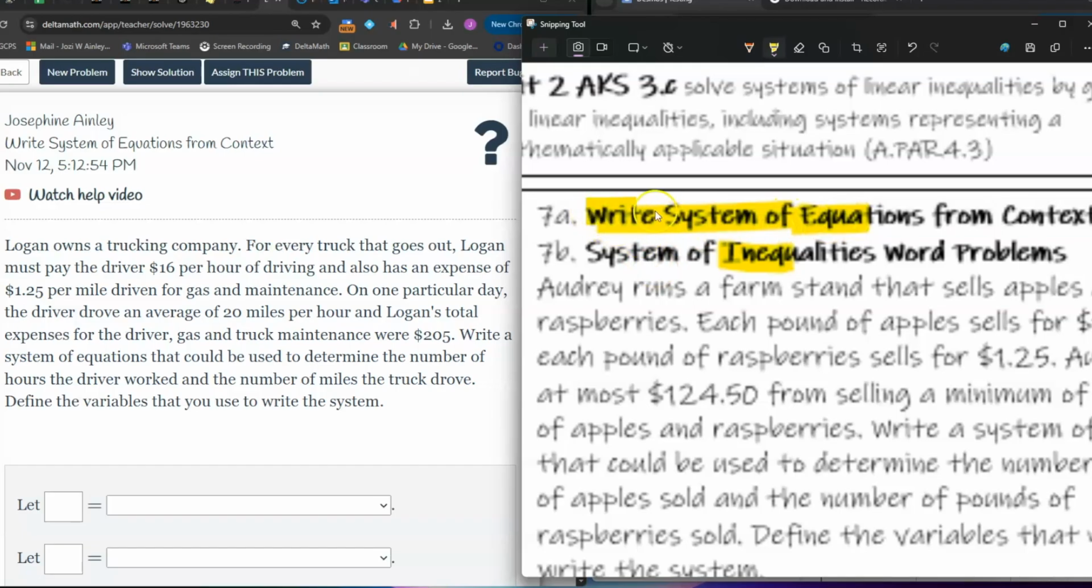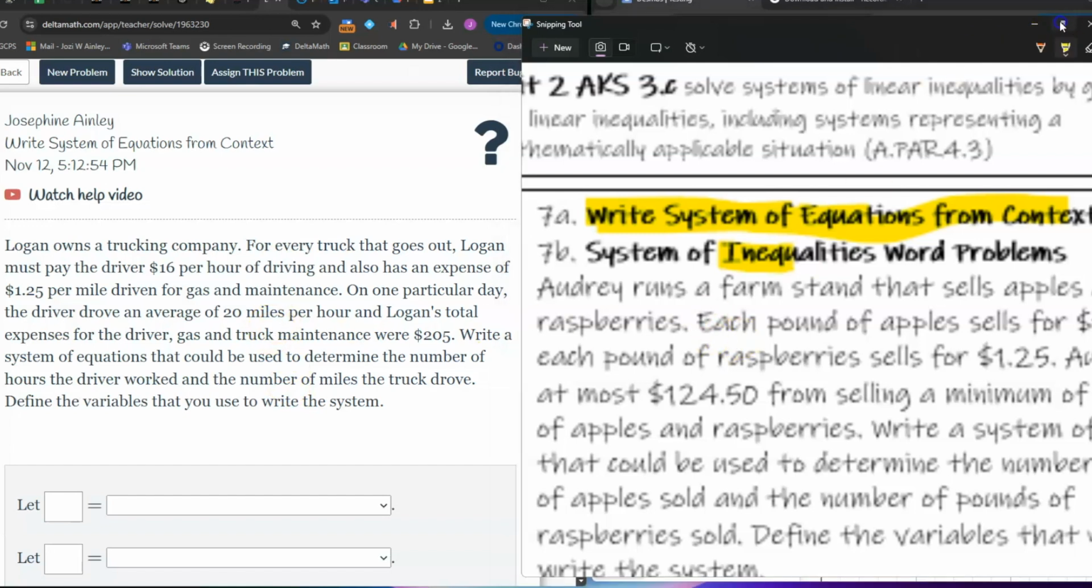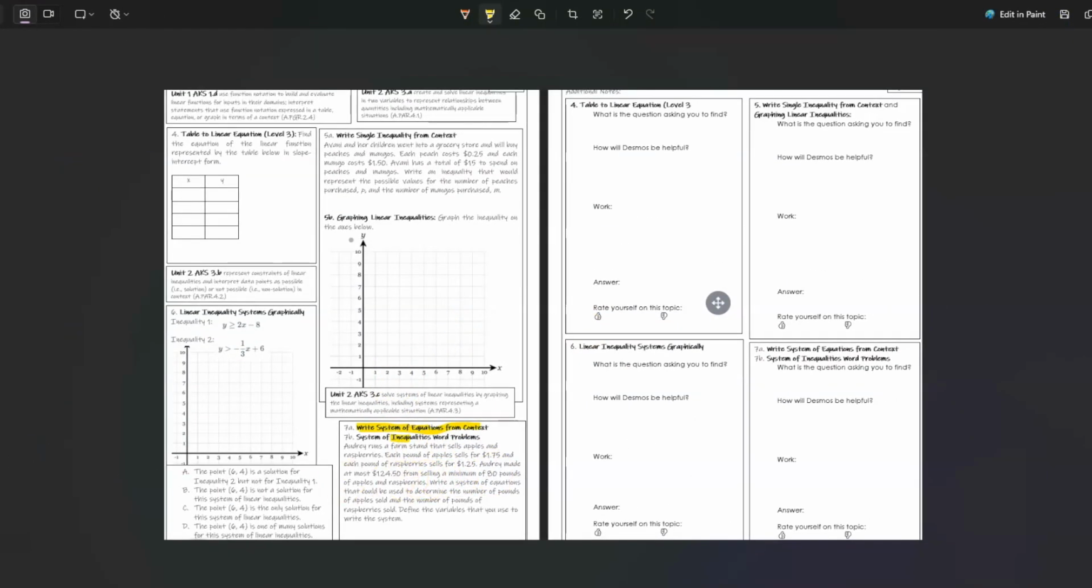So the first one we're going to do is write systems of equations from context. So please pull that up. Remember, this one should have equal signs. Now, there are 3 different questions that you can get. You can get 6 numbers. All right, so let's first see how many we have. So I'm going to do this one right here.